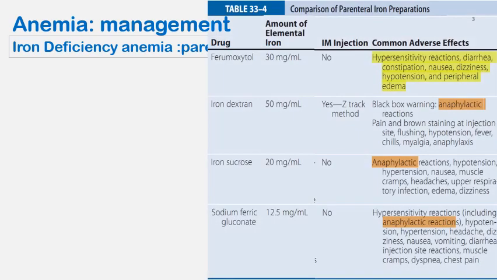In the case of parenteral iron, there are a lot of preparations in the market to replenish iron parenterally. The first one, ferumoxytol, iron dextran, iron sucrose, sodium ferric gluconate. All of them may cause anaphylactic reaction. They prefer either to be given by IM route, or when given by the IV route, it should be diluted with fluid, and a test dose should be given before starting the treatment due to the risk of anaphylactic reaction. Iron dextran is the only one that could be given by IM injection, but the others can only be given by the IV route through IV infusion.